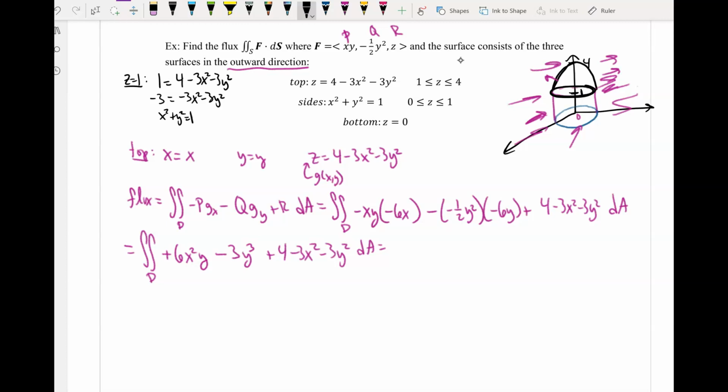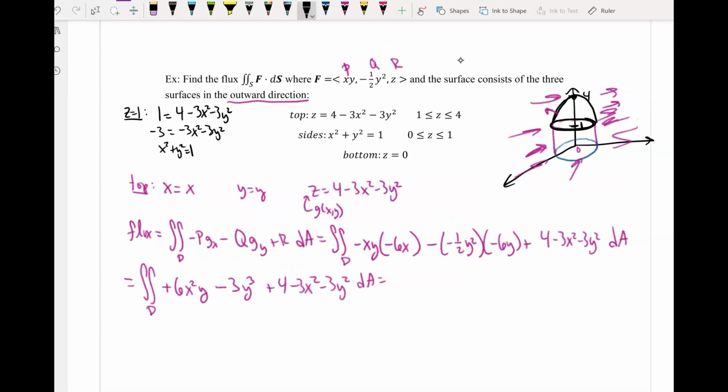And then at z equals 4, what's happening up there? You get 4 equals 4 minus 3x squared minus 3y squared, so 0 equals negative 3x squared minus 3y squared. That's just a circle of radius 0. So it seems that it's going to be from a circle of radius 0 to a circle of radius 1. So I can convert this to polar.